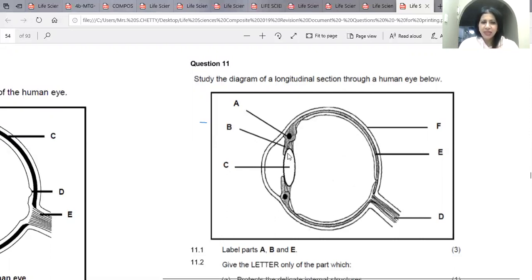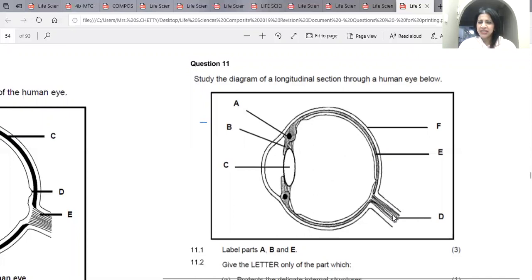Okay, you wanted A, B, and E. E is the middle layer. How did you remember the three layers of the eye? SCAR. S for sclera, which would be F. E would be choroid, and the innermost lining that they didn't ask you about, that is your retina. So we've got E.